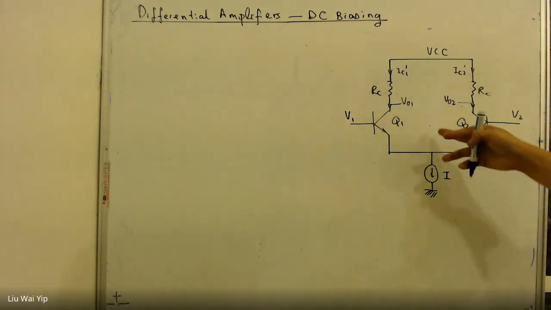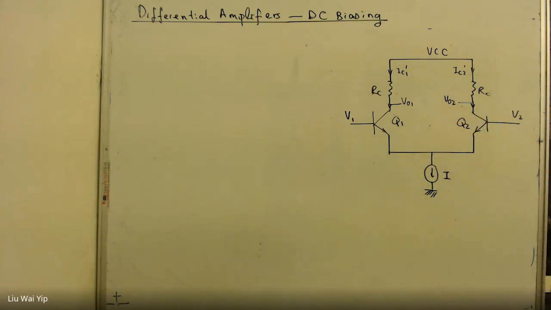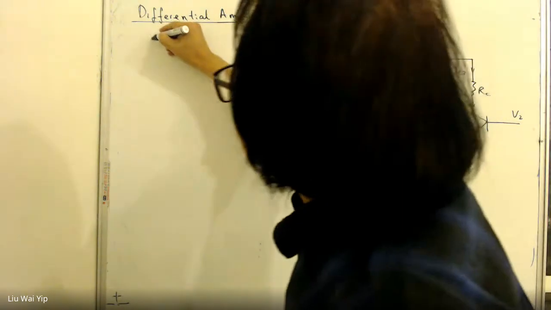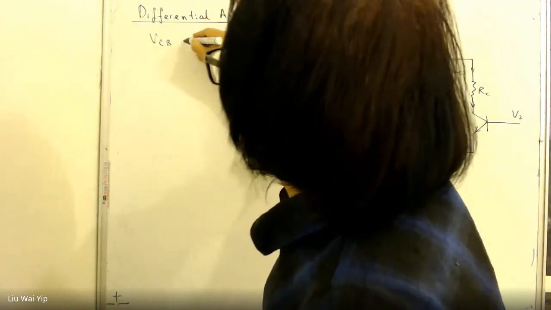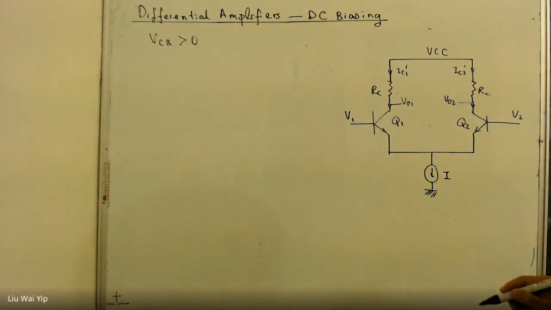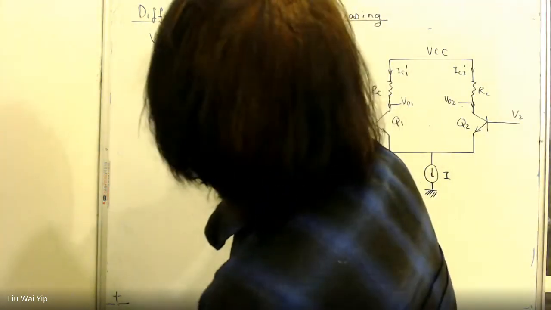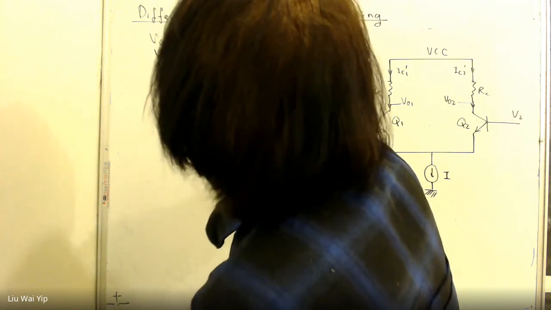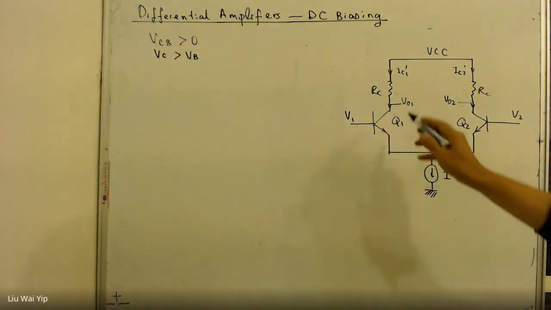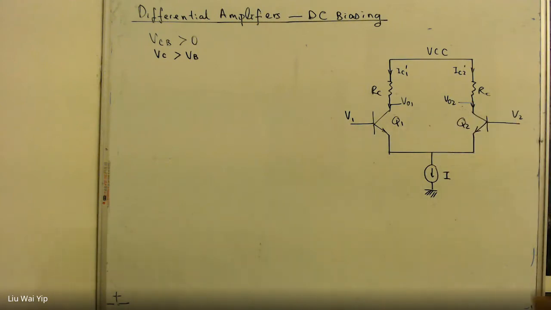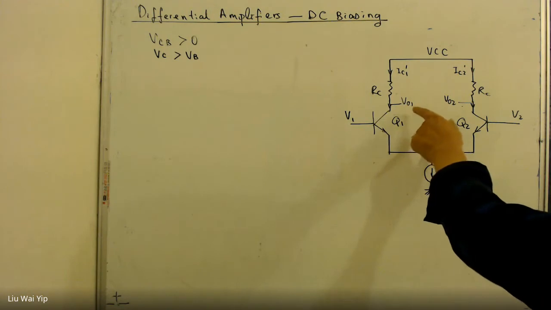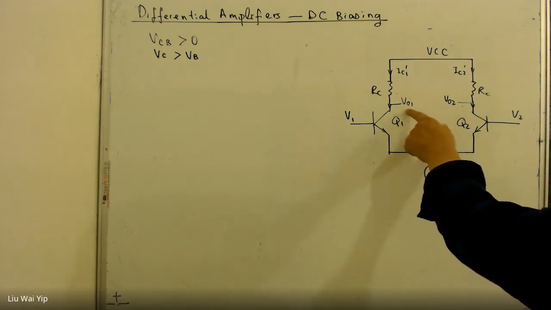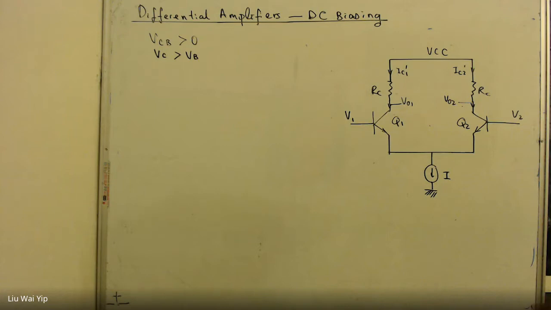For a differential amplifier like this, we need to make sure VCB is always positive. And this is the criteria of DC biasing. This means VC has to be bigger than VB. And according to the circuits here, we have VC being equal to VO1.